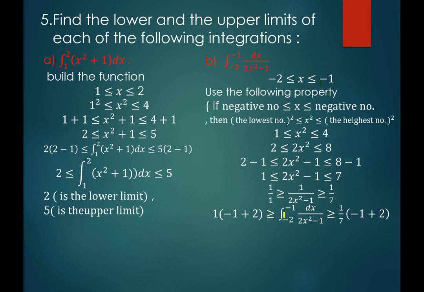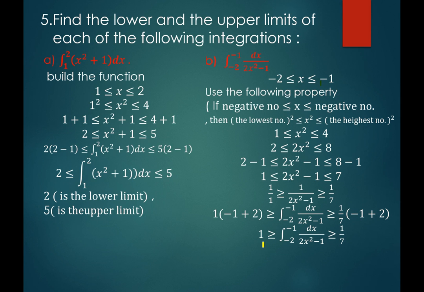This is how to write the integration completely. Bigger than or equal to 1 over 7 multiplied by b minus a. b is -1, and negative -2 becomes +2. That means after you subtract them, 2 minus 1 is 1. If you multiply it by 1 over 7, it stays as it is on each side.